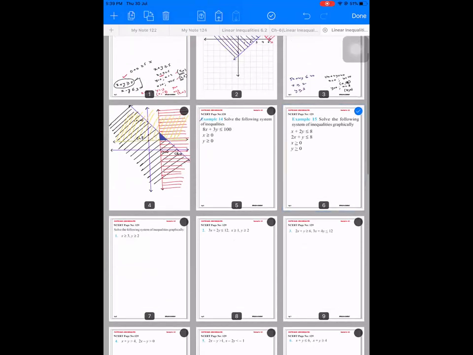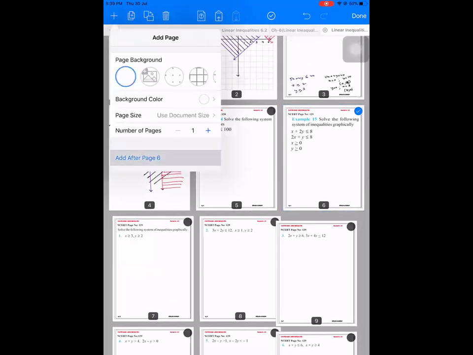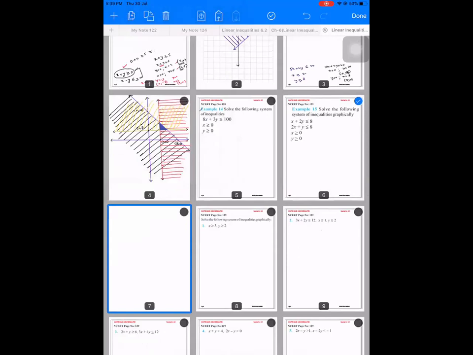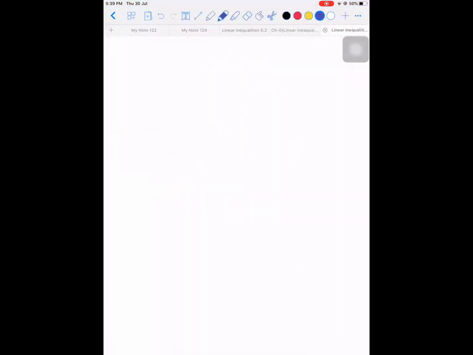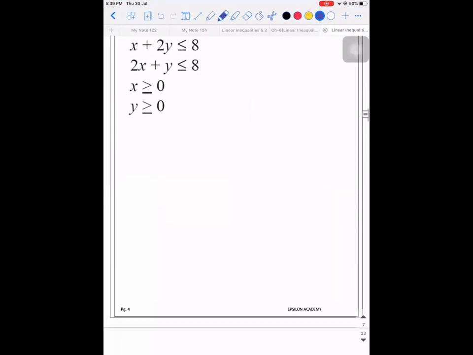Here's the problem. So what is the inequality? X plus 2y is less than or equal to 8. 2x plus y is less than or equal to 8. X is greater than or equal to 0. Y is greater than or equal to 0. Okay, how to solve?